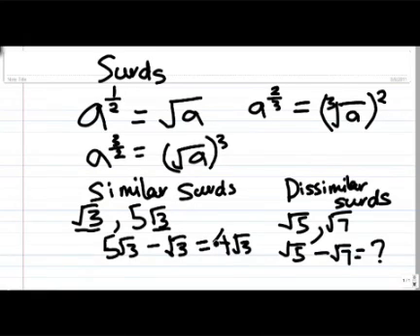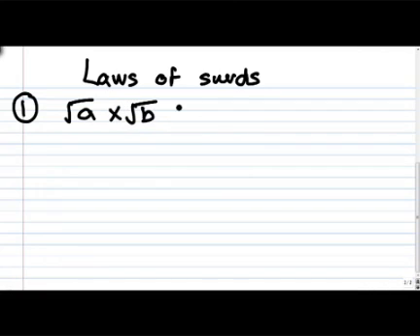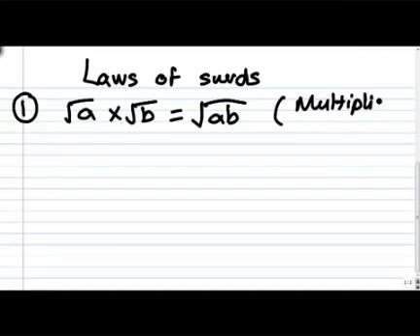Which brings me to my next point, the laws of surds. If you take rule 1, if you take square root a times square root b, you can actually multiply it and call it square root ab. This is called the multiplication of surds.